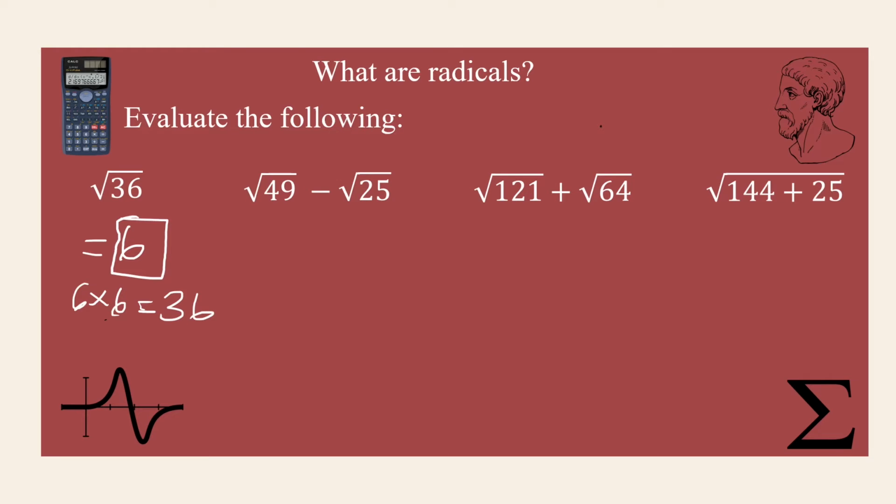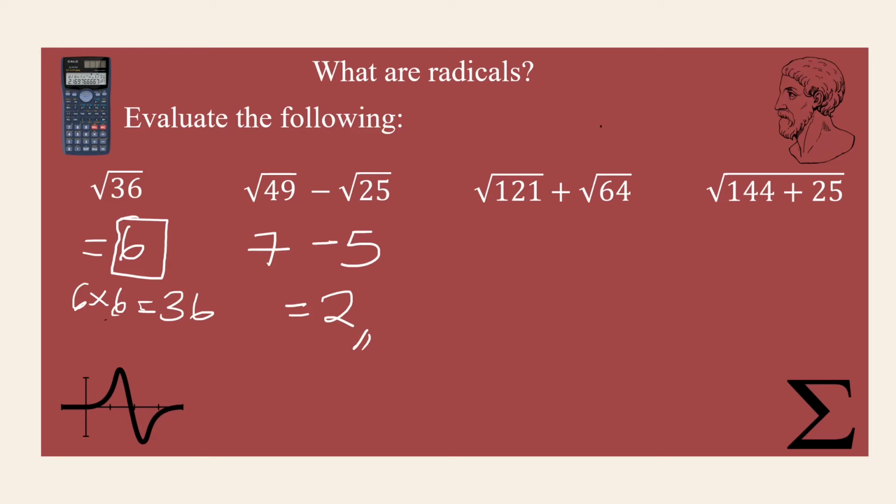So we have the square root of 49 minus the square root of 25. Well, we know that 7 squared is 49, so the square root of 49 is going to be 7. Awesome. And we know that 5 squared is 25, so the square root of 25 is going to be 5. That means we have 7 minus 5, which is 2. And so that should be our answer.